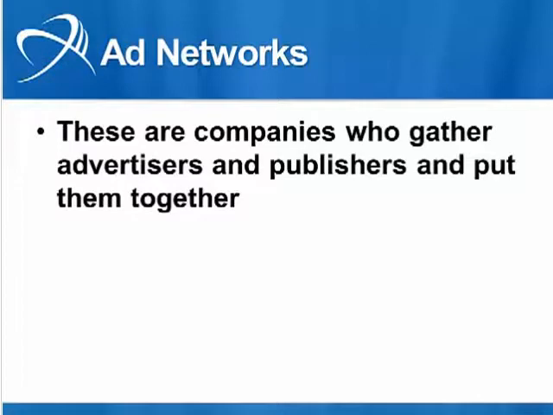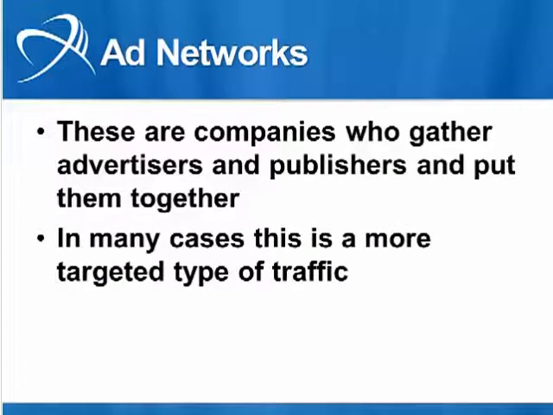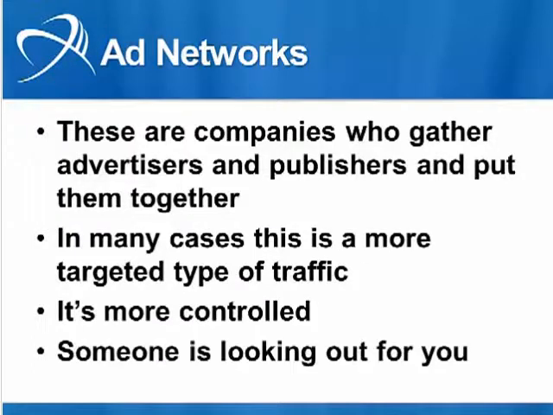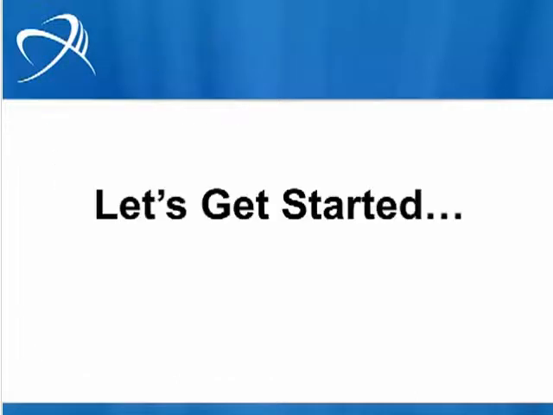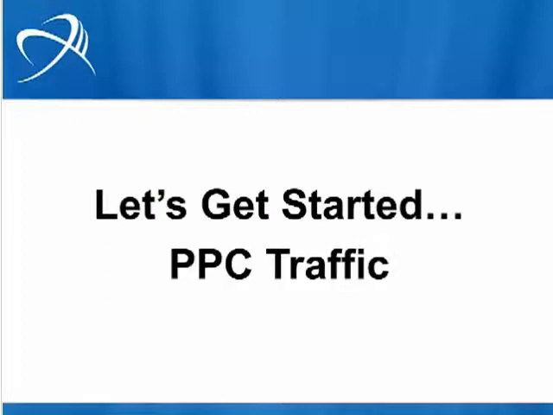And then the other section that we're going to talk about tonight is ad networks, and basically companies who gather advertisers and publishers and put them together. They allow the advertisers to advertise on the publisher's network, and that company takes a piece. In many cases, this type of traffic is a more targeted type of traffic because it's more controlled, and there's someone out there that's looking over your shoulder and looking out for your best interest, because it's in their best interest as well if you continue to advertise. So it's very important. And these have become a very popular type item over the course of the last few years. So let's get started and start talking about PPC traffic and also the ad networks today.